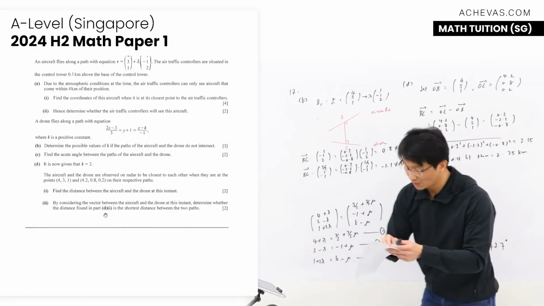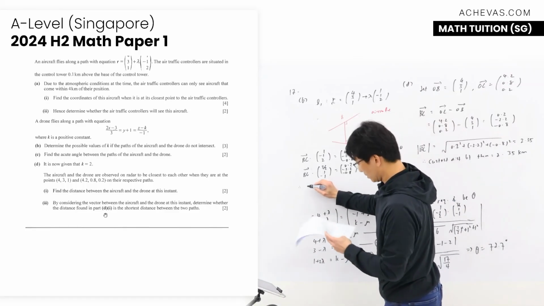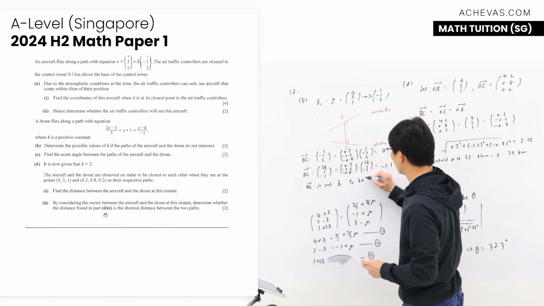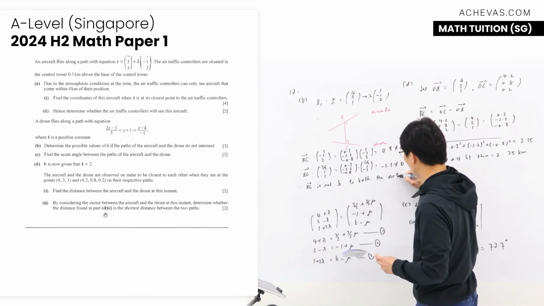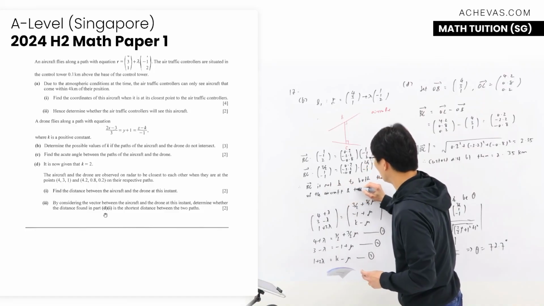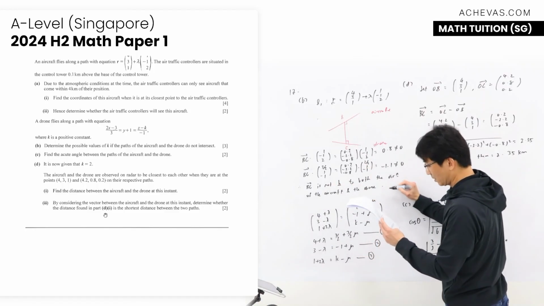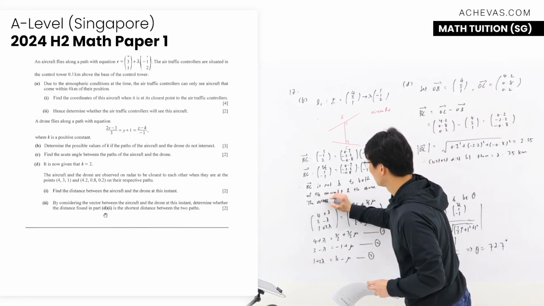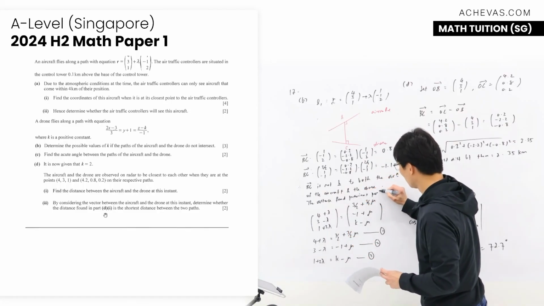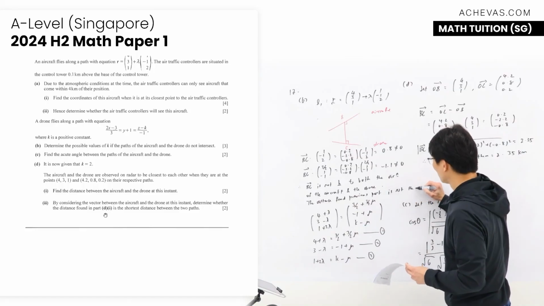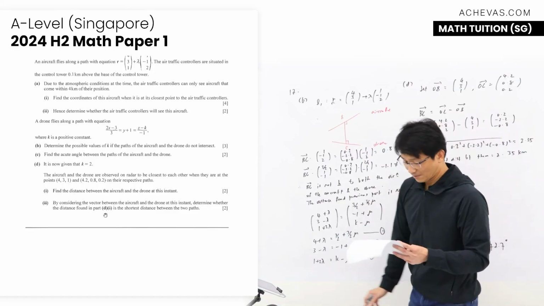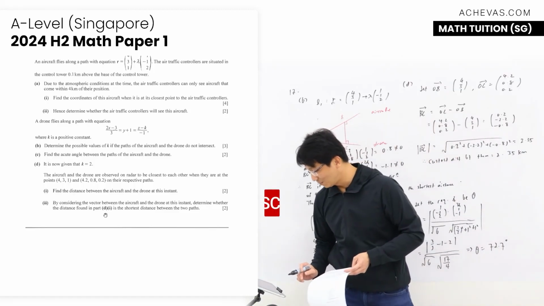Let me just do my conclusion here. Therefore, BC is not perpendicular to both the direction of the aircraft and the drone. The distance found in the previous part is not the shortest distance. Alright, that will be the answer for my D part 2 of the question.